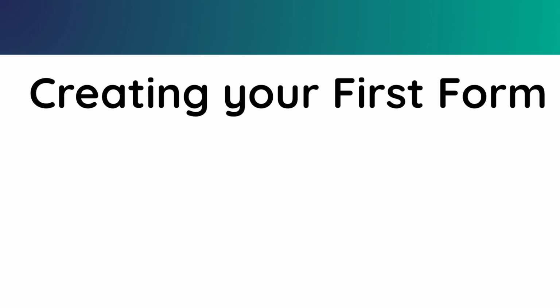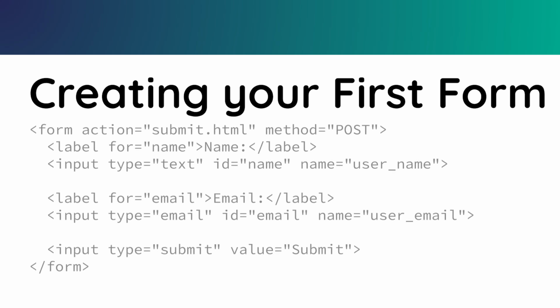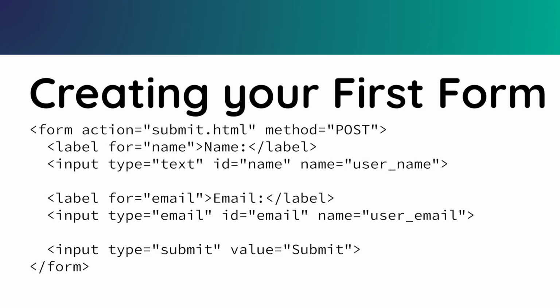Forms are structured using the <form> tag, and each piece of user input is contained within this tag. For our example, we'll create a simple form that allows users to input their name and email, and then submit the information. The basic structure of a form looks like this. In this example, we're using the <input> tag to create fields where users can type information. The type attribute defines what kind of input is allowed. For instance, type equals text creates a text input field, and type equals email creates a field specifically for email addresses, which performs basic validation to ensure the input is in the correct format.